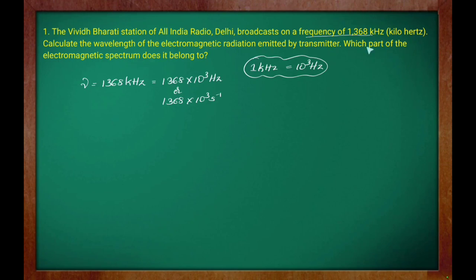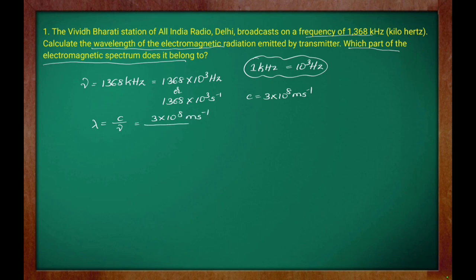They have asked us to identify which part of the electromagnetic spectrum it belongs to after calculating the wavelength of the electromagnetic radiation. In order to find the wavelength, we have the formula lambda is equal to C divided by nu, where C is the speed of light in vacuum, 3 into 10 to the power 8 meter per second. Now let us substitute the values. C is 3 into 10 to the power 8 meter per second. Frequency of the radiation is 1368 into 10 to the power 3 hertz, or per second. This unit cancels, and after simplifying the remaining terms in the numerator and denominator, we get wavelength as 219.3 meter. And radiation of this wavelength corresponds to the radio wave region of the electromagnetic spectrum.